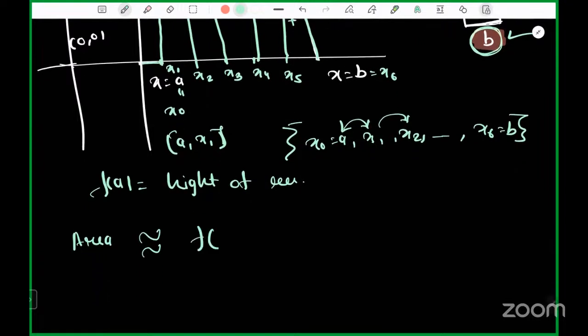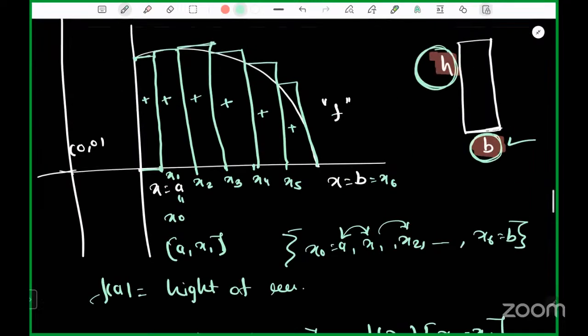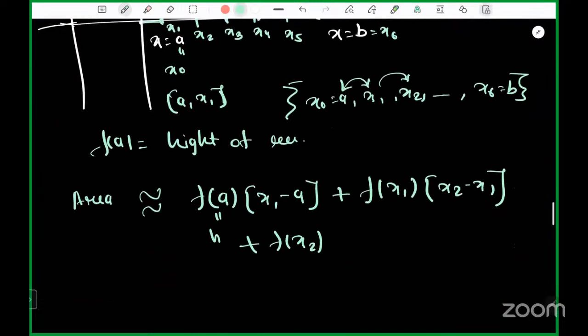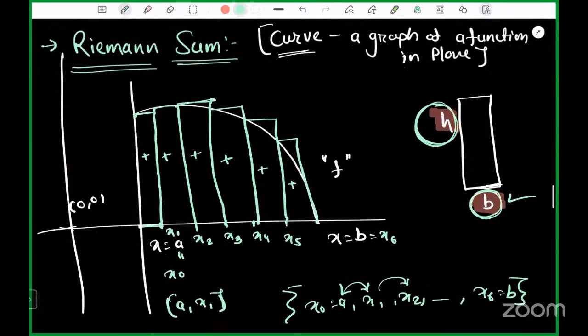The rectangle's area will be f of a, because the first point is f of a, right? So this is our height h into the breadth. Breadth is x1 minus a, plus f of x1 into x2 minus x1, plus f of x2 into... you can compute the area of each rectangle and then sum it. Okay, so now here we are getting some kind of approximation.